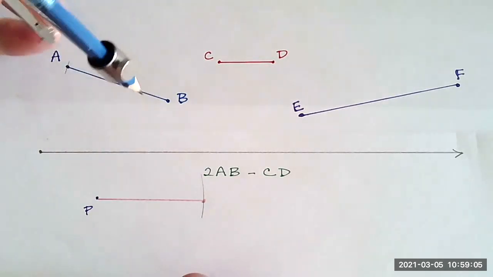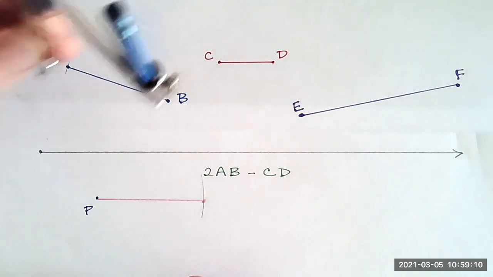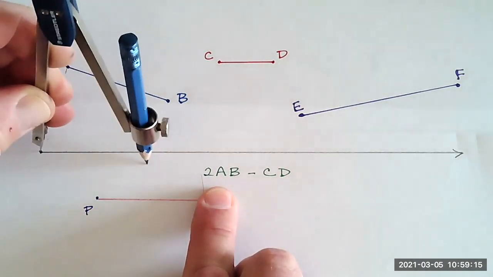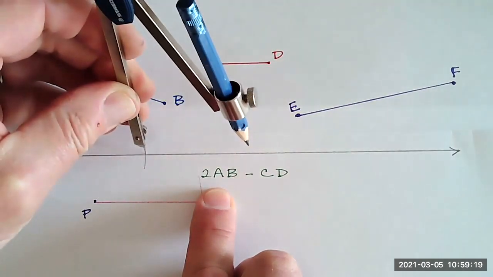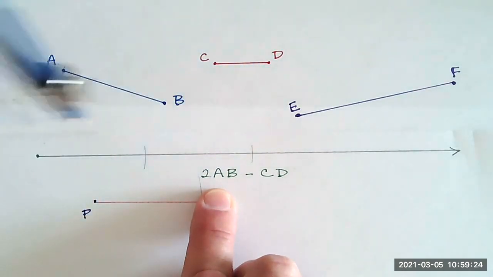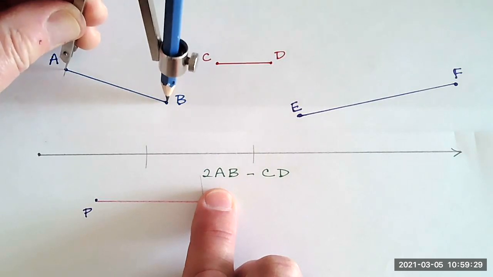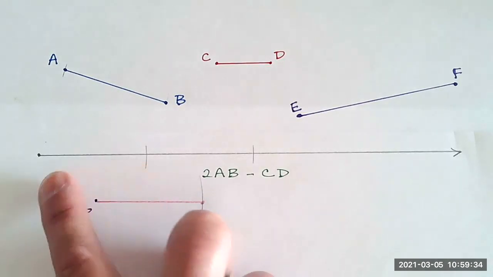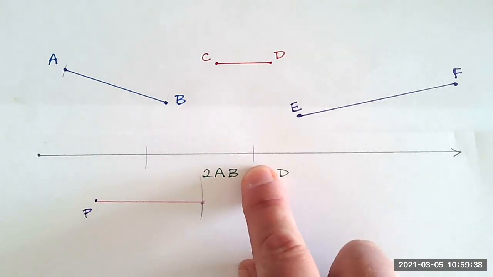I'll set my compass to that same radius from A to B, and I'll go out 2 times that distance. 1 and 2. And just to make sure my compass has not changed its radius, I'll go back and just check to make sure that's the same distance. So the distance from here to here is A to B. The distance from here to here is A to B. Combined, it's 2 times A to B.